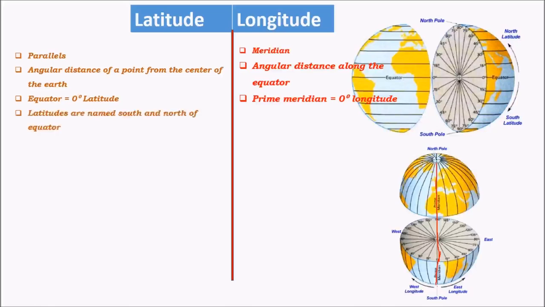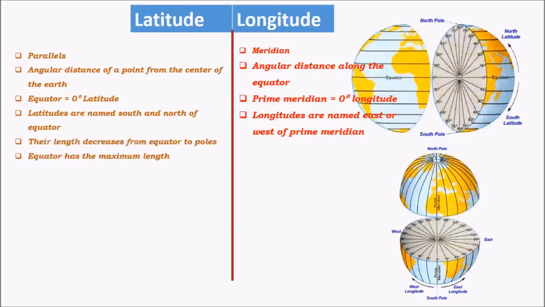Latitudes are named south and north of the equator. That is, when we consider a certain latitude, we name it by telling its location is north of the equator or south of the equator. For example, if this makes a 10° angle with the center of the Earth, then it is called 10° north latitude. And the same thing if it's in the south of the equator, then it's called 10° south latitude. And longitudes are named east or west of the prime meridian. For example, all along the equator, this angular distance is made by a longitude. Let this longitude be about 30° or 40°, then we call it east of the prime meridian. And if the same thing is west of the prime meridian, then we name it 30° west of the prime meridian.